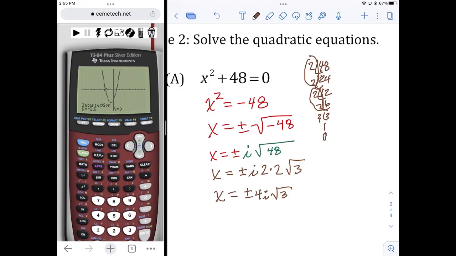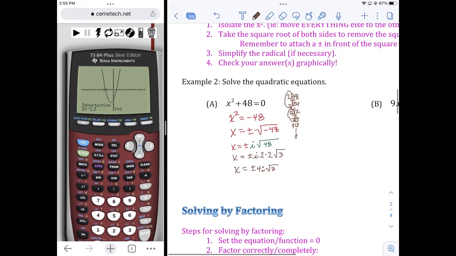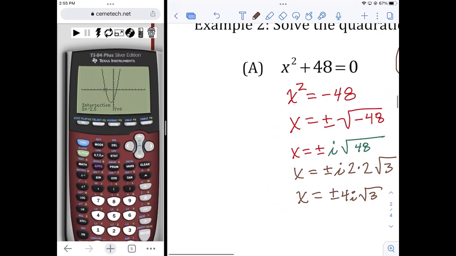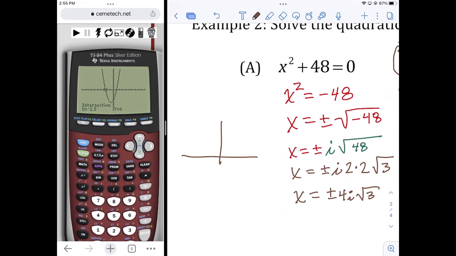Otherwise, you're only finding half of the value. So how would you find the intersection? Well, they're imaginary, right? That's a good question. If you looked at x squared plus 48, it would be 48 up here, and it opens up like this. So there is no real solution.